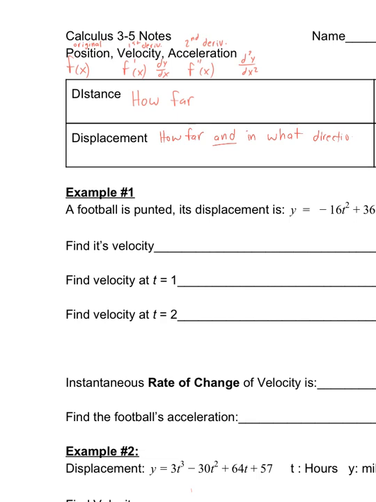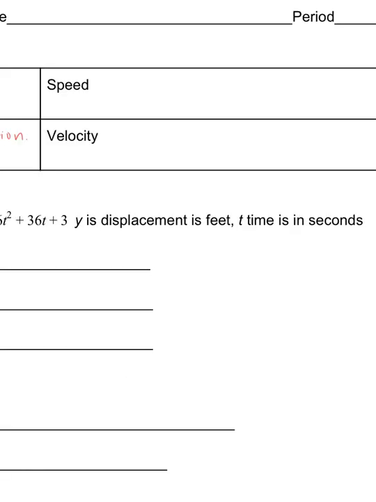So we need to know the difference between distance and displacement. We also need to know the difference between speed and velocity. Speed tells us how fast we are going. So speed is how fast. It has nothing to do with direction. But velocity tells us not only how fast we are going, but also what direction. So velocity tells how fast an object moves and in what direction. Make sure we know the difference between speed and velocity.